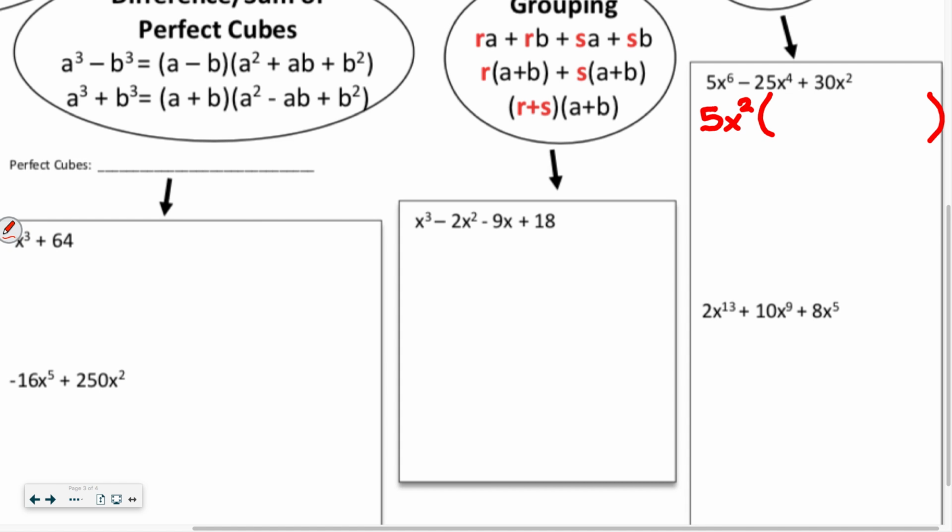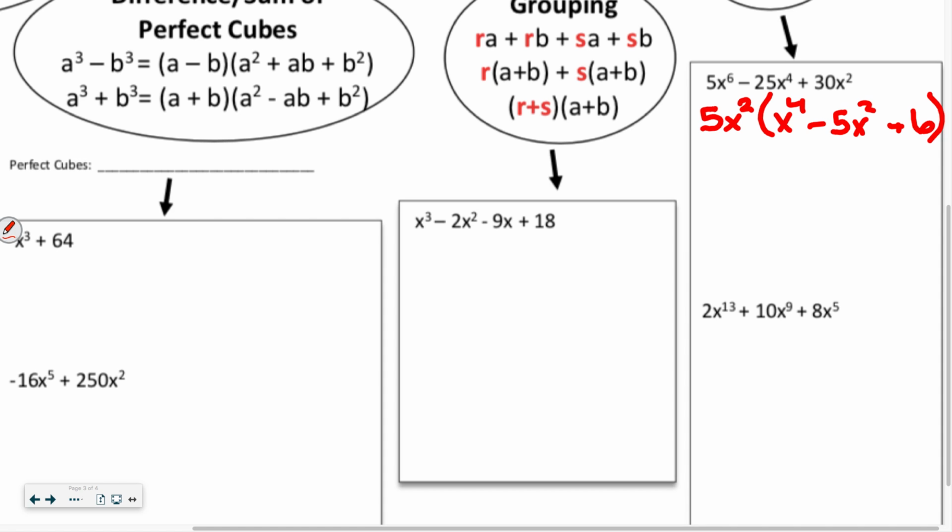Okay, so if I take 5x to the 6th and I divide by 5x squared, what's left over? X to the 4th. I'm subtracting my exponents. X to the 6th divided by x squared, 6 minus 2 is 4. Okay, and then 5 over 5 is 1. Negative 25x to the 4th divided by 5x squared is minus 5x squared. And then 30x squared divided by 5x squared is just plus 6.